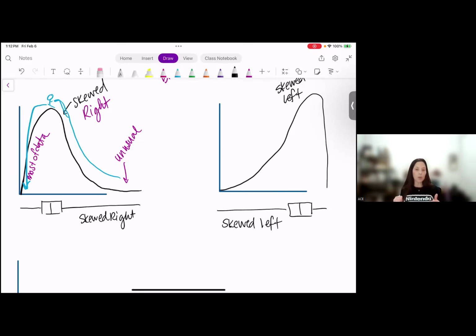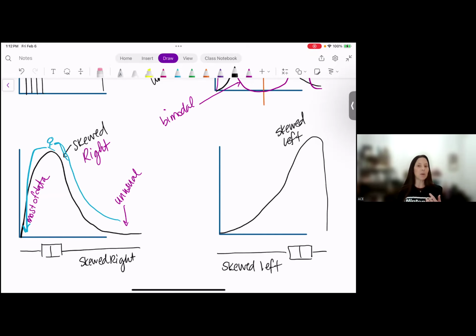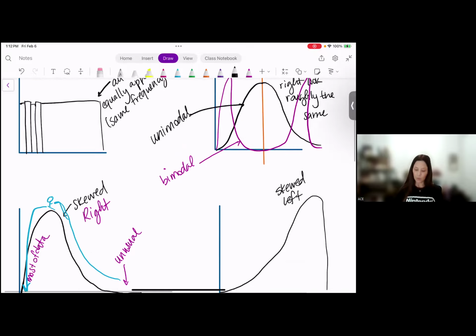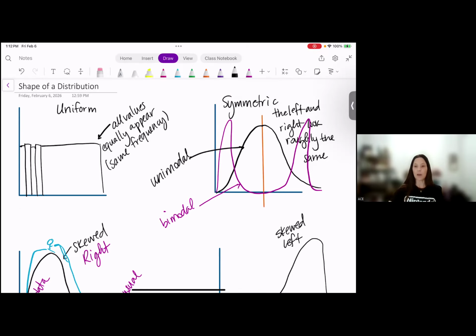Both of these are unimodal. Okay, so we have one peak. So whenever we're describing shape, you want to talk about how many peaks there are. Is it unimodal? Is it bimodal? Is it multimodal? You cannot tell that from a box plot. You can only tell that from a histogram or a dot plot. So how many modes are there? And then is it skewed or is it symmetric or is it uniform? So be sure and consider those things when you are describing the shape of your distribution.